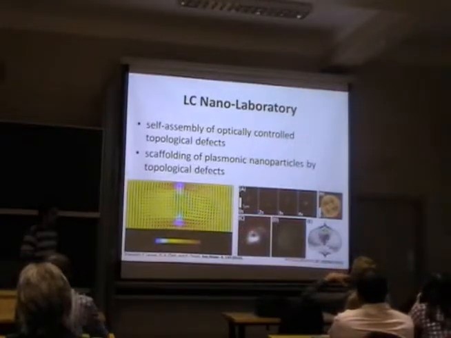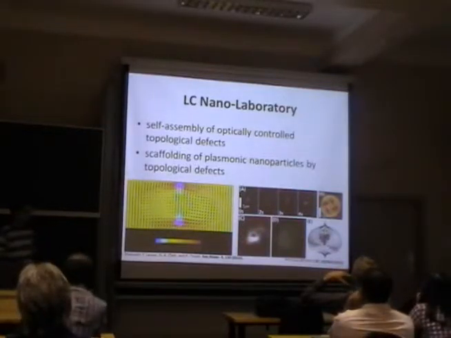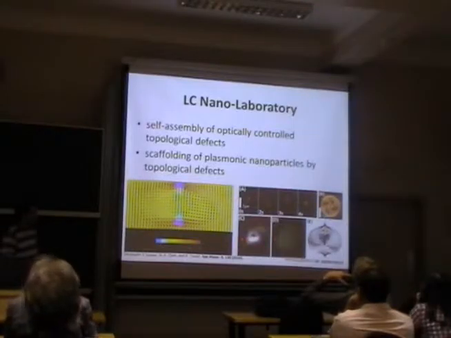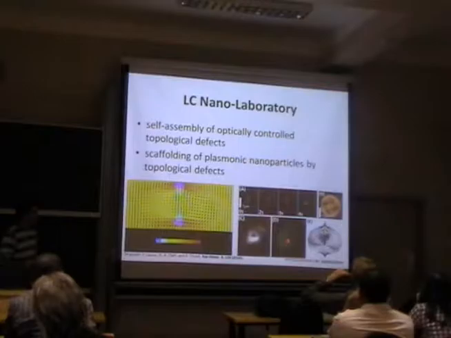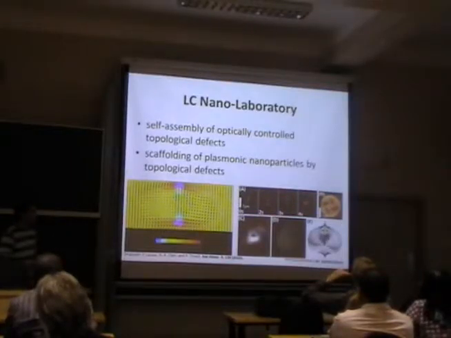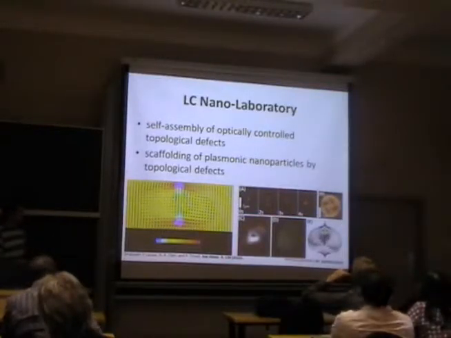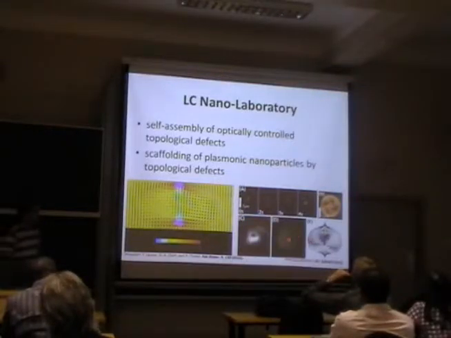This is another toron in a slightly different system, but it's polymerized. And looking in bright field and in dark field, you see the scattering due to the gold localized at the point defect. Here's a schematic kind of showing what might be the orientation of this. This is a rod-shaped gold particle.